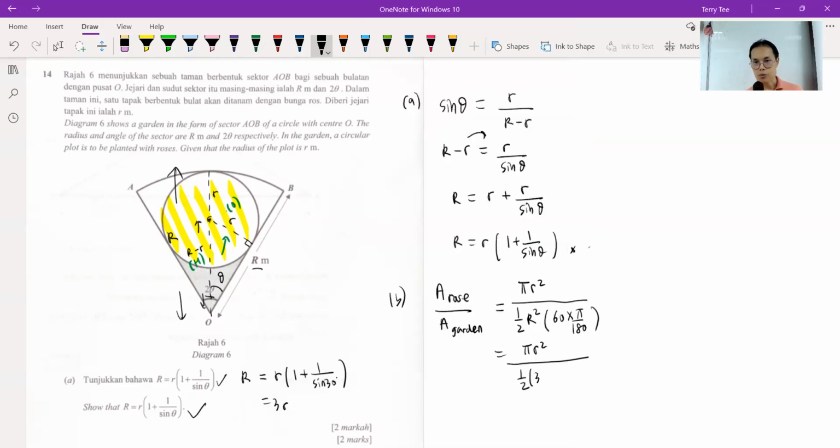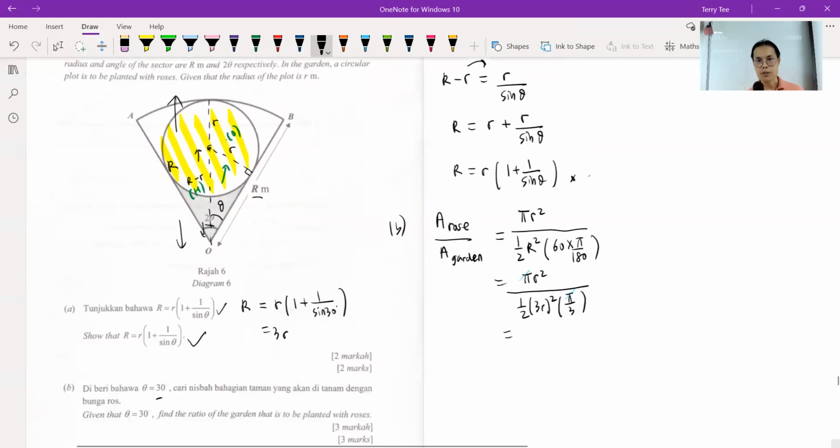Take this and sub inside 3r squared. 60 over 180 is pi over 3. This one you can simplify. This is 3 and 3 can cancel one of them. Now I can cancel pi and pi. So 3 squared is 9, cancel is 3 over 2. Okay, let me move this down a little bit. Instead of C, this is r squared. This will be 3 over 2 r squared. You cancel your r squared and r squared. Flip it up. Your ratio will be 2 over 3.